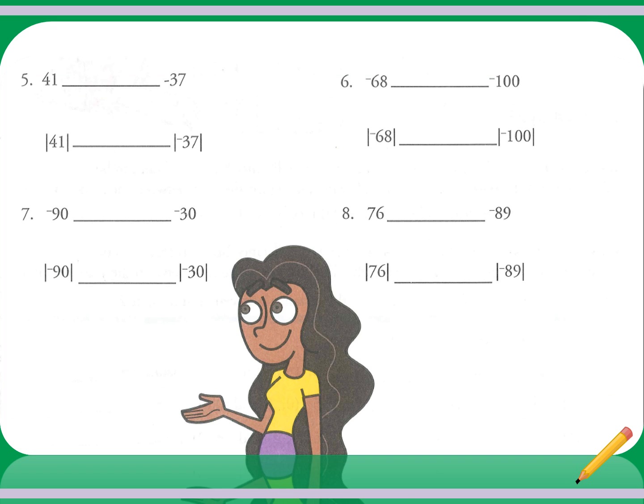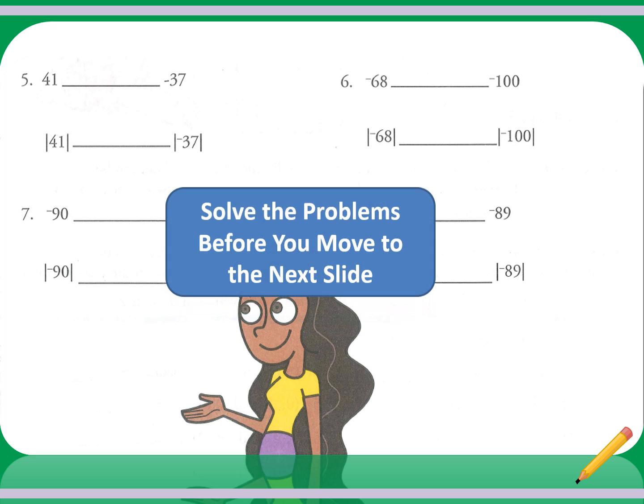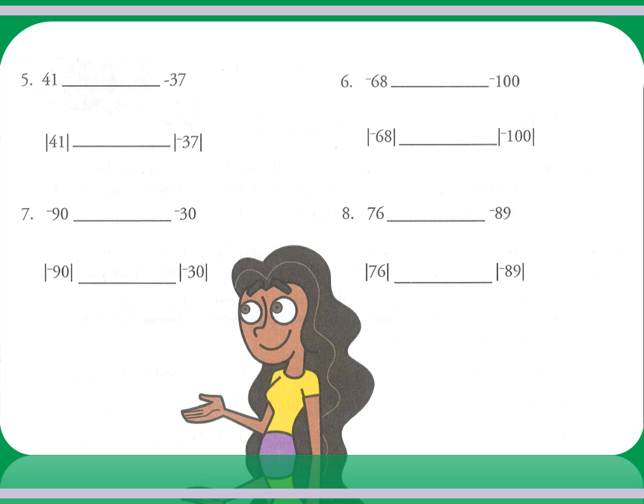Fill in the blanks with the appropriate less than or greater than sign. Use a number line if it is helpful. Question number 5. We're comparing 41 to negative 37. So, compared to 0, 41 would be located here, and negative 37 would be located here. 41 is on the right side of negative 37, so it will be greater.